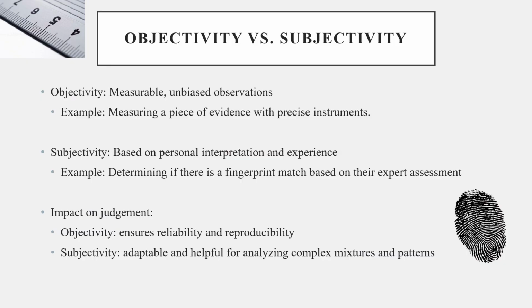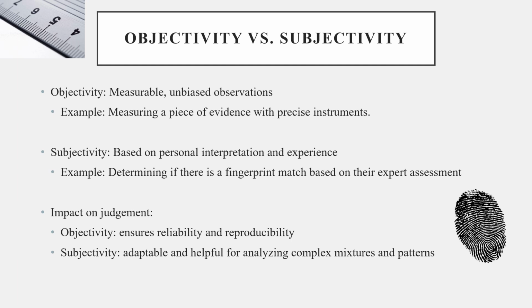In forensic science, objectivity and subjectivity both play important roles. Objectivity is based on measurable, unbiased observations, for example, using precise instruments to measure a tool mark to ensure consistency and repeatability. And subjectivity, on the other hand, involves personal interpretation and personal experience. A fingerprint examiner, for instance, must rely on their expertise to determine similarities between prints.